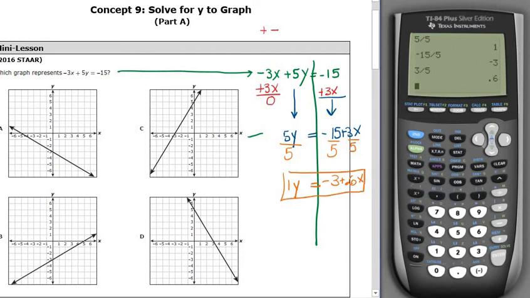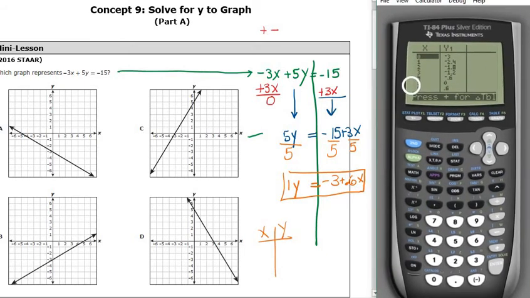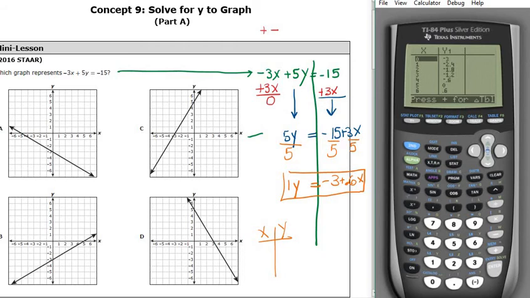Why did we do this in the first place? Oh yeah, we were trying to graph it. So here we go. Let's press y equals negative 3 plus 0.6x. Let's make a table. Let's just pick the numbers that don't have decimals, so like 0, negative 3. And how about 5, 0?